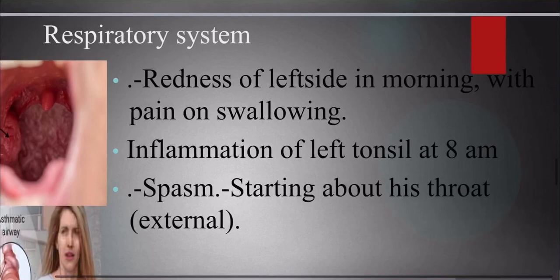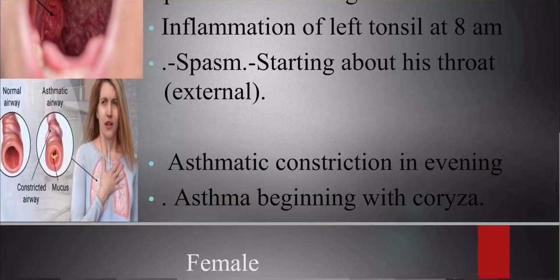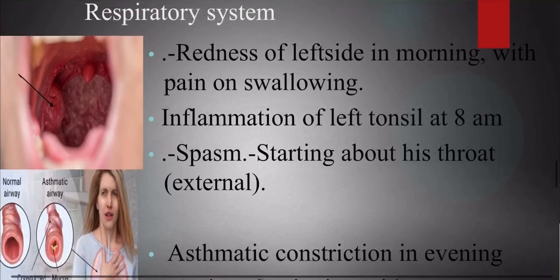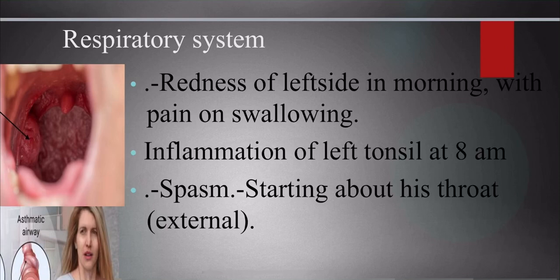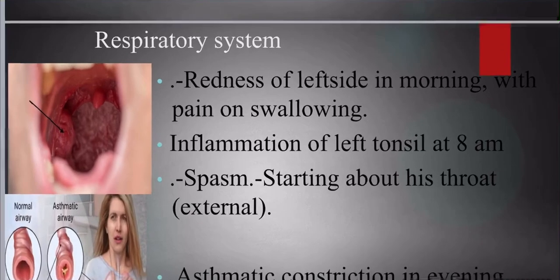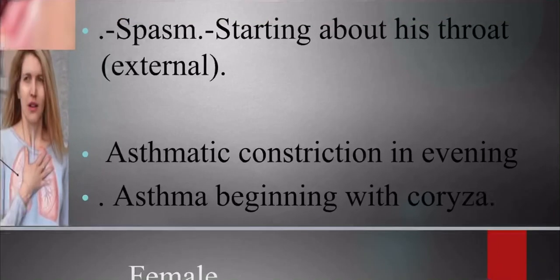Spasms starting about the throat, external. So there will be spasms along with that. Naja, all left-sided, only the nostril right-sided will be ulcerated. You can see the left tonsil is inflamed and the left side of the throat there is redness and there is pain in swallowing. Asthmatic constriction in evening, asthma beginning with coryza.